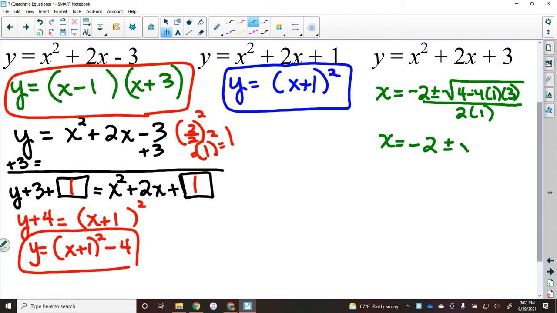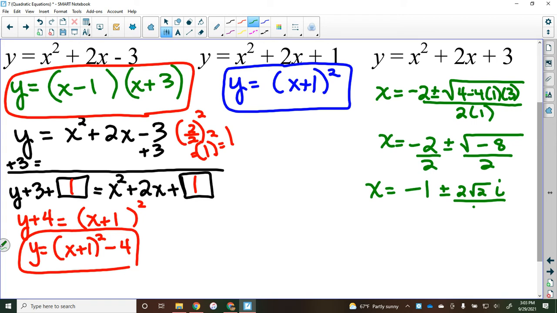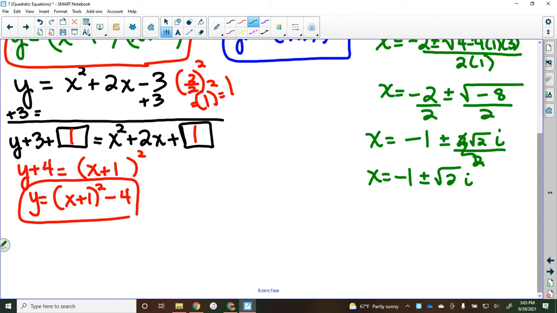And then underneath the square root sign, guys, 4 minus 12 is -8. Okay, and then it's over 2, right? So we get -1 plus or minus the square root of 8, which is 2 square roots of 2, and then it cancels with the 2 on the bottom. That wouldn't be 2i though, it'd be square root of 2i, right? So our two roots are this. Kind of gross. So we got to put those in the parentheses.